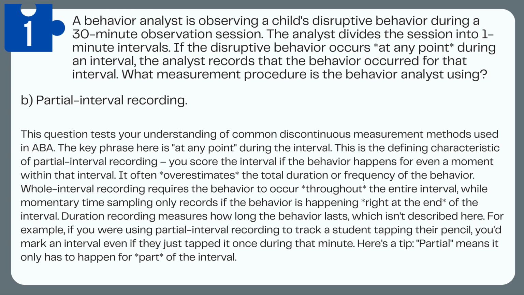Whole interval recording requires the behavior to occur throughout the entire interval, while momentary time sampling only records if the behavior is happening right at the end of the interval. Duration recording measures how long the behavior lasts, which isn't described here. For example, if you were using partial interval recording to track a student tapping their pencil, you'd mark an interval even if they just tapped it once during that minute. Here's a tip. Partial means it only has to happen for part of the interval.